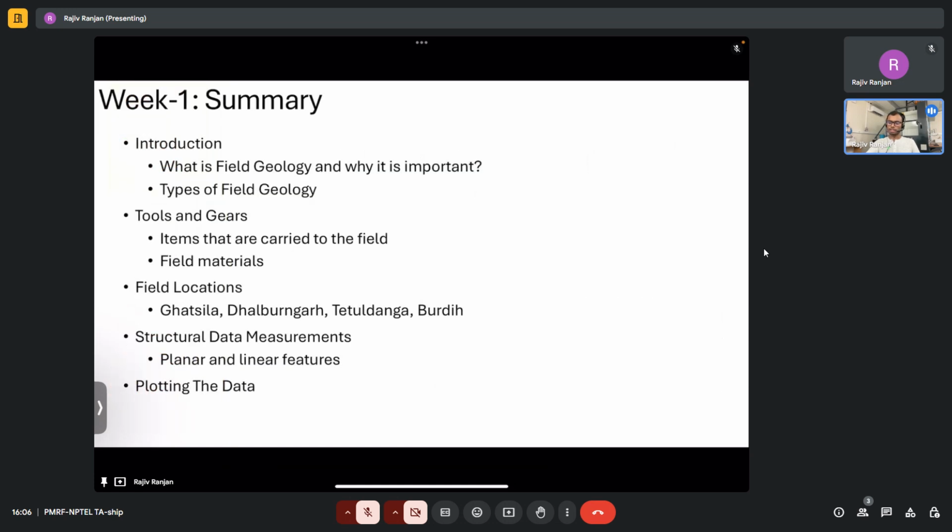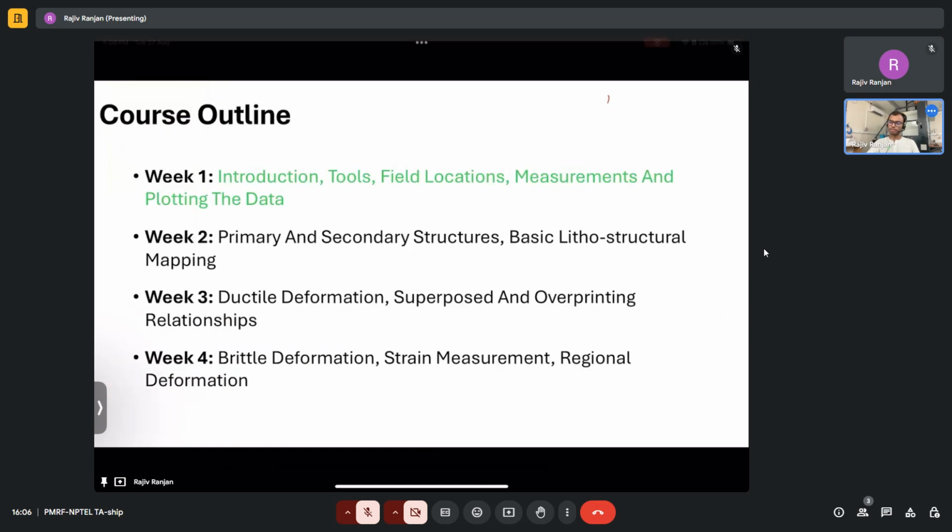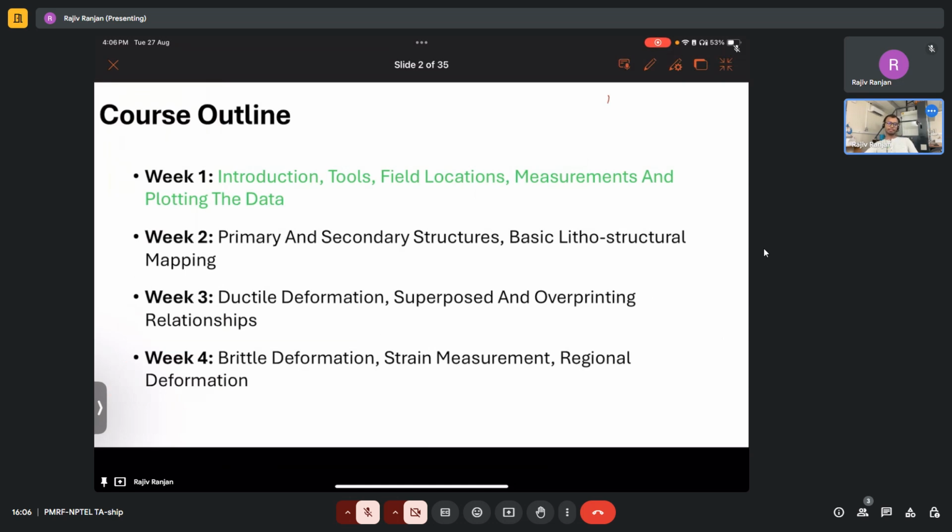So these are the course outlines that you all must have seen in the field structural geology course on the NPTEL website. Week 1 consists of introductions, tools, field locations, measurements, and plotting the data. Week 2 includes primary and secondary structures, basic lithology, and structure mapping. In week 3, you will study ductile deformation, superposed and overlapping relationships. And in week 4, you will learn detailed deformation, strain measurement, and regional deformations.